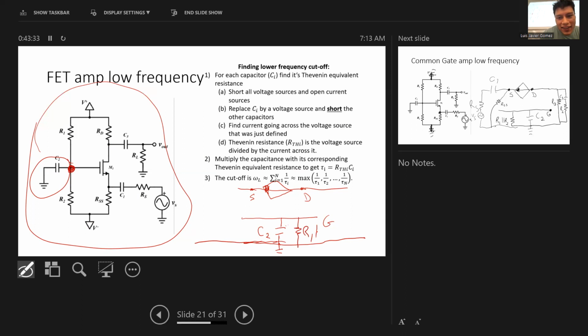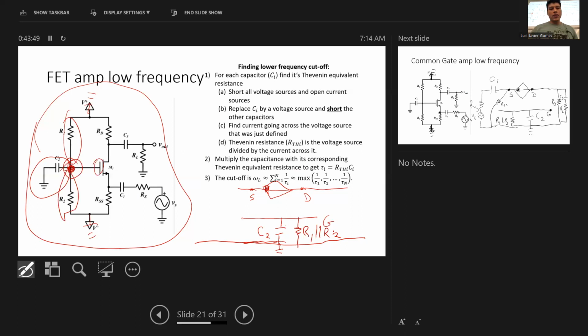Cool, R2. So this thing is connected here at the gate, and it's also connected to ground, because we always ground our DC voltage sources. So here's one, here's two. They're in parallel, so there they are. Now we're done with the gate.